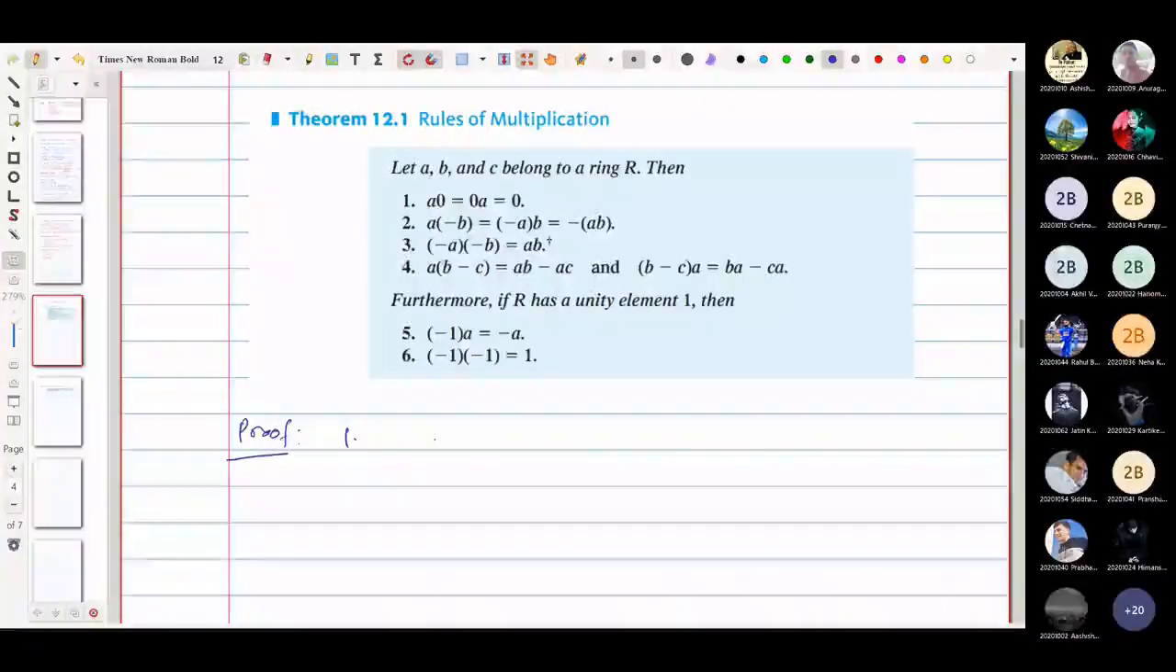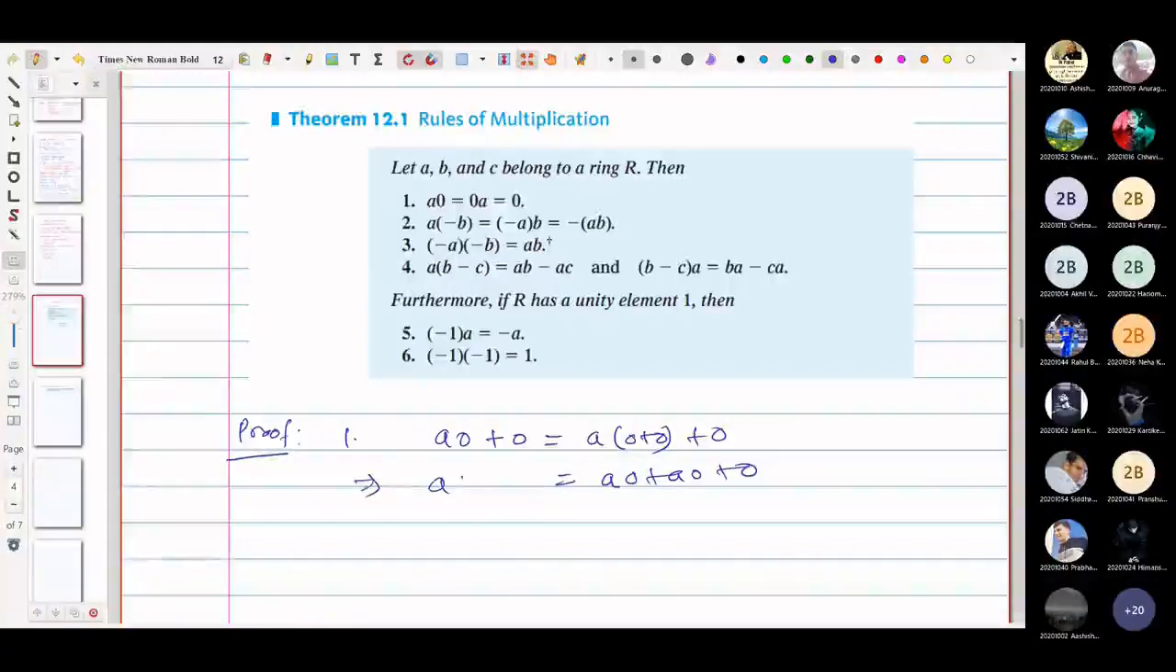First, we have to prove that a0 equals 0. We can start with a. We can write a0 plus 0 like this, and this we can write as a times (0 plus 0), because the additive identity is there. And on the right hand side, using the distributive law, a0 plus a0 plus 0. Okay, a0 plus a0 plus 0.